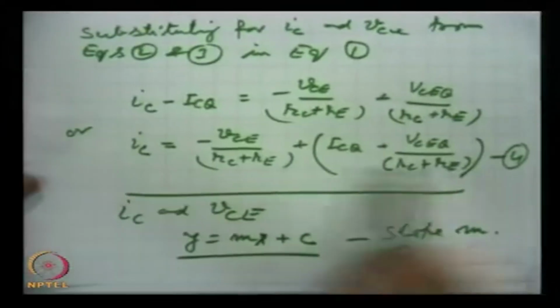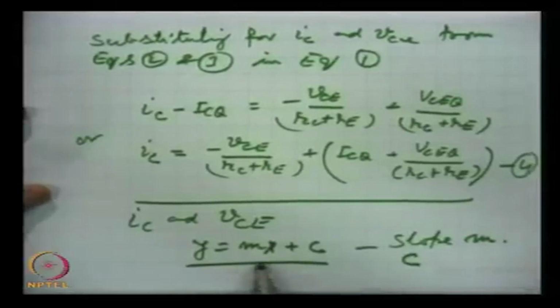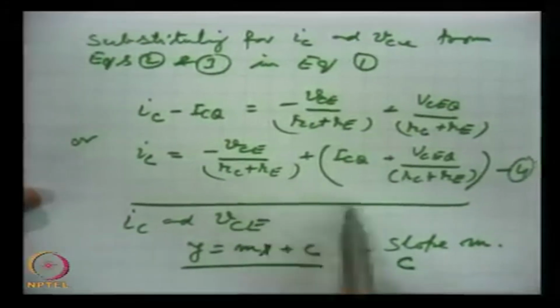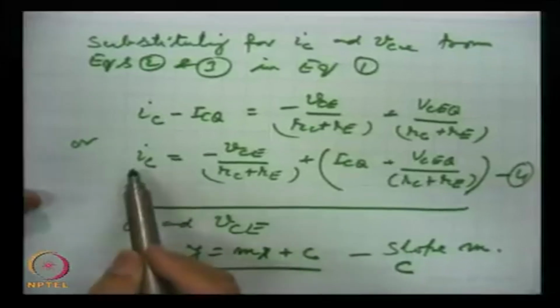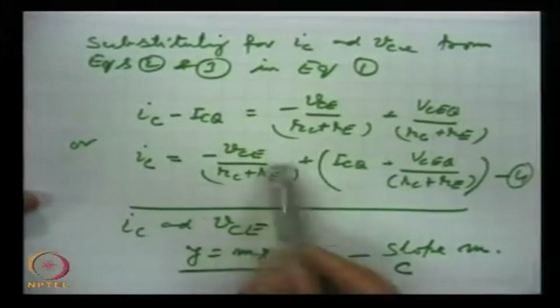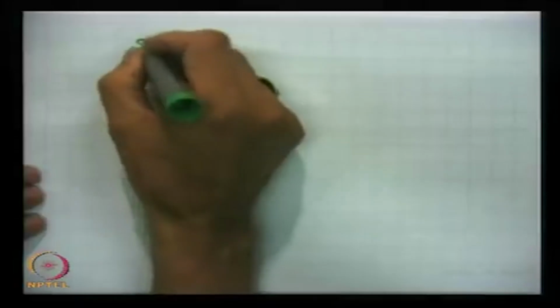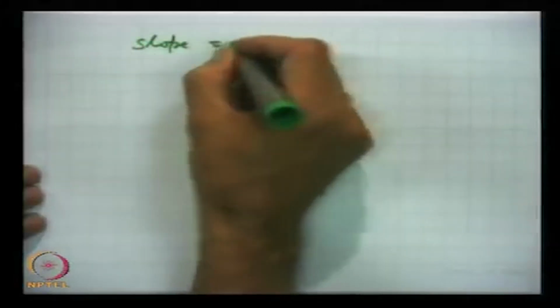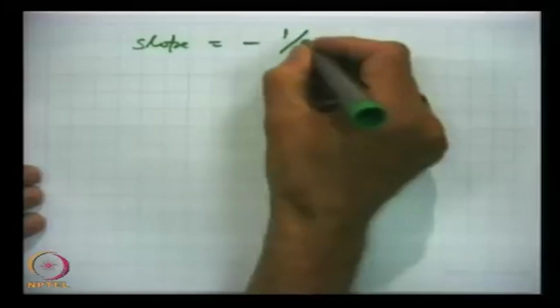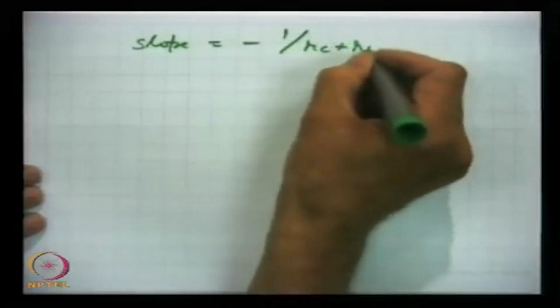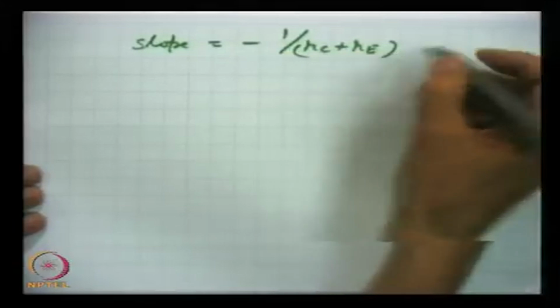So, this is the equation of a straight line, like y is equal to mx plus c, and this can be plotted by taking IC equal to 0 or VC equal to 0, the 2 points. This is how the straight lines are plotted. So, the slope of the straight line will be minus 1 by RC plus RE. This we call equation 5.